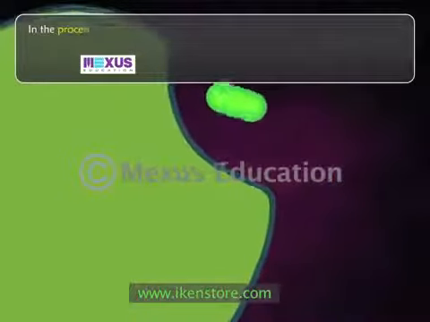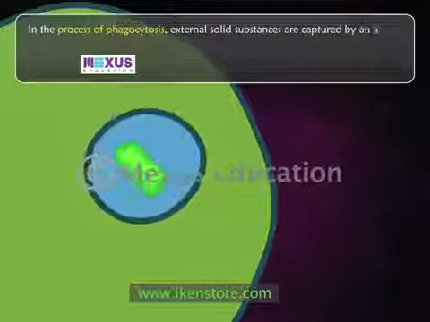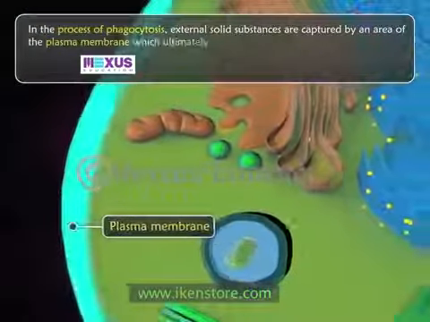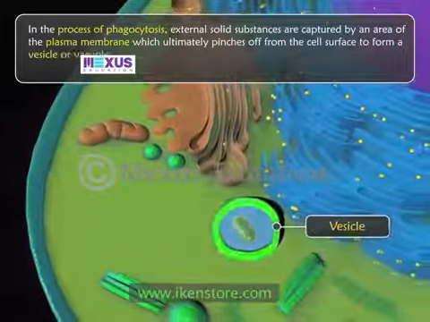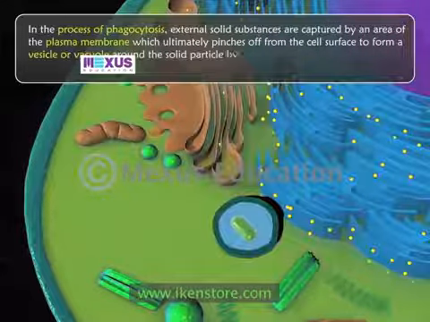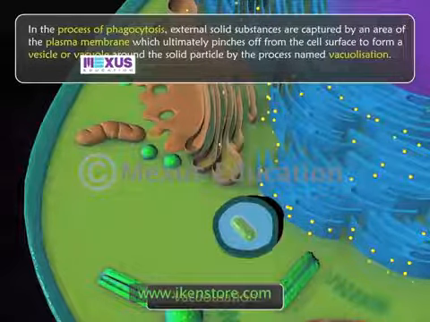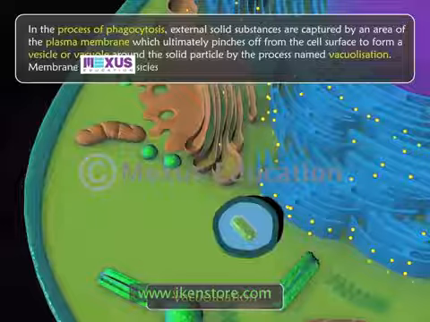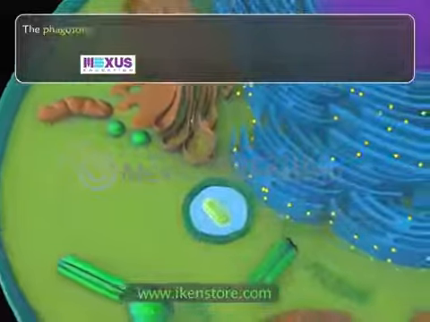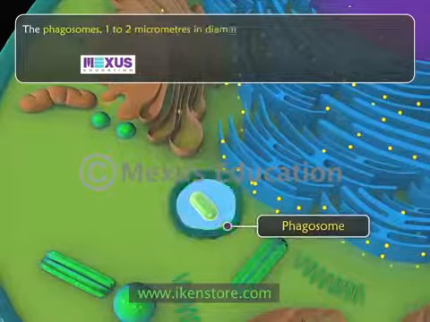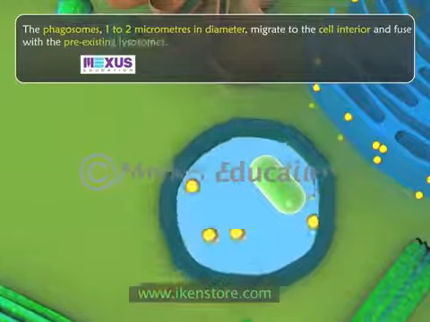In the process of phagocytosis, the external solid substances are captured by an area of the plasma membrane, which ultimately pinches off from the cell surface to form a vesicle or vacuole around the solid particle by the process named vacuolization. The membrane-bounded vesicles or vacuoles are known as phagosomes. The phagosomes, 1 to 2 micrometers in diameter, migrate to the cell interior and fuse with the pre-existing lysosomes.